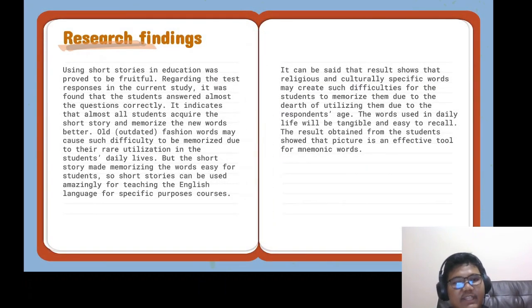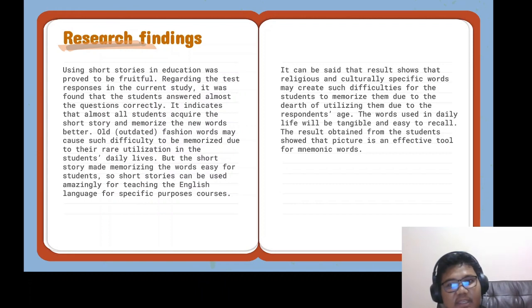Next, research findings. Using short stories in education was proved to be fruitful. Regarding the test response in the current study, it was found that the students answered almost all the questions correctly. It indicates that almost all students acquire the short story and memorize the new words better. Old or outdated fashion words may cause difficulty to be memorized due to their rare utilization in the students' daily lives. But a short story made memorizing the words easy for students. So short stories can be used amazingly for teaching the English language for specific purposes courses.